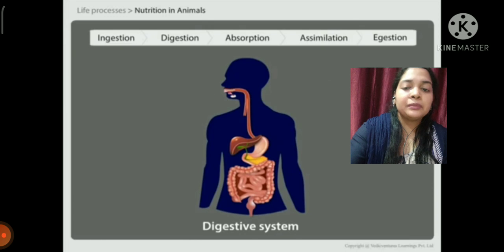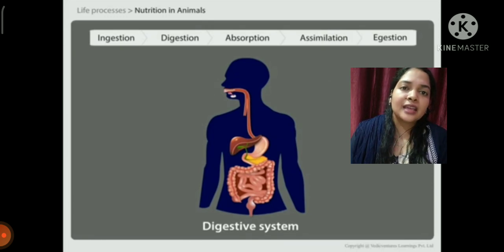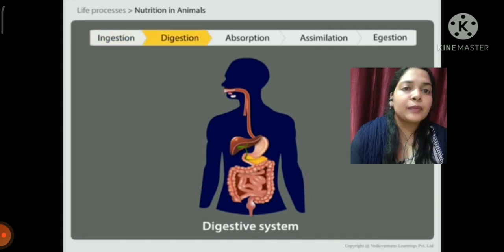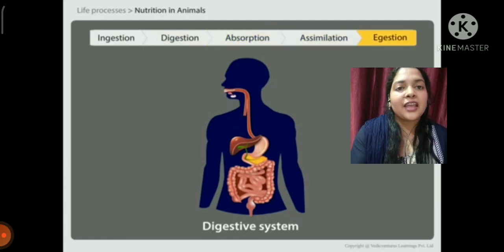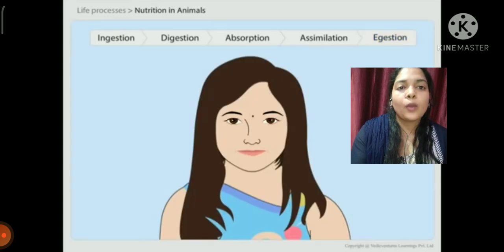Nutrition in human beings include various steps. These steps are ingestion, digestion, absorption, assimilation and egestion. Let's discuss about these steps one by one. First step is ingestion.